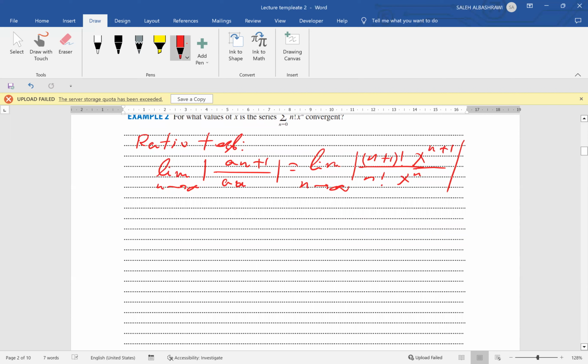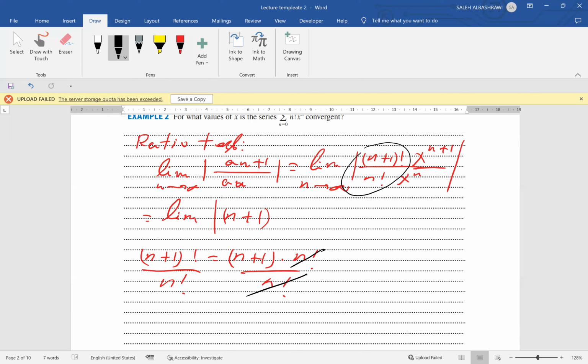So this one, we simplify it. I will have limit of n plus 1 factorial divided by n factorial, this will give me only n plus 1. We divide because we know that n plus 1 factorial, just to make it clear, is equal to n plus 1 multiplied by n factorial. We divide by n factorial, so n factorial will cancel n factorial. So the remaining will be only n plus 1.